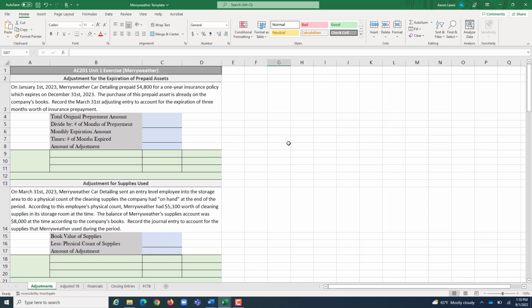In this assignment we are going to do some adjusting entries. We are going to compute our adjusted trial balance so we can prepare our financials, and after our financials are made we're going to prepare our closing entries and a post-closing trial balance.